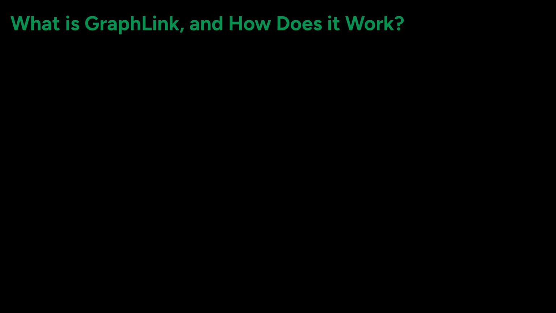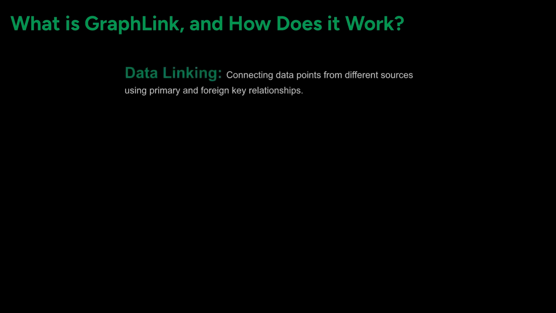Its core functionalities are: one, data linking. GraphLink connects data points from different sources by recognizing and utilizing primary and foreign key relationships among the data entities, similar to how databases link tables. This method mirrors how our brain links related sensory inputs to form coherent interpretations of our environment.